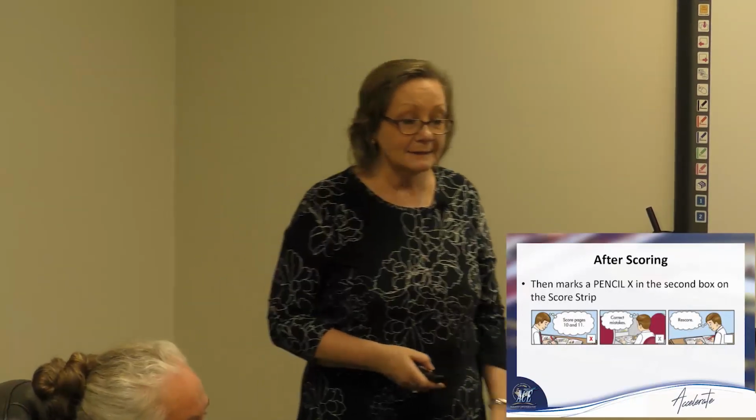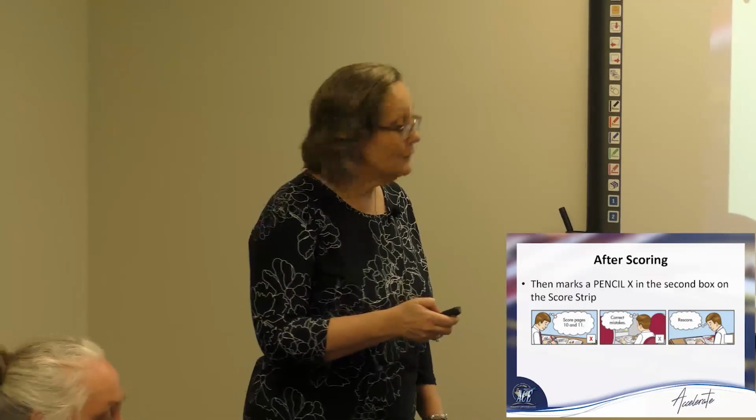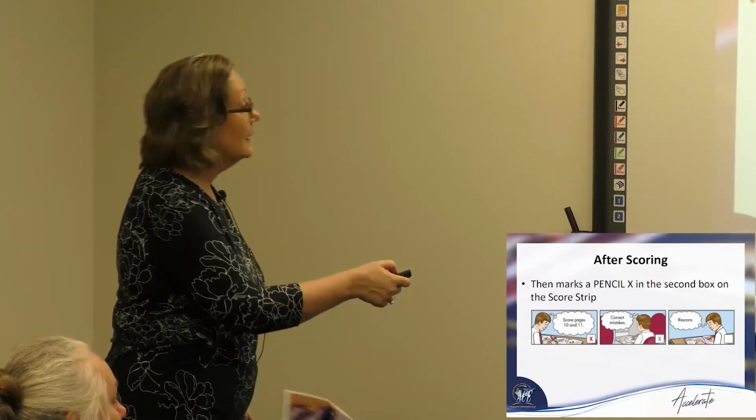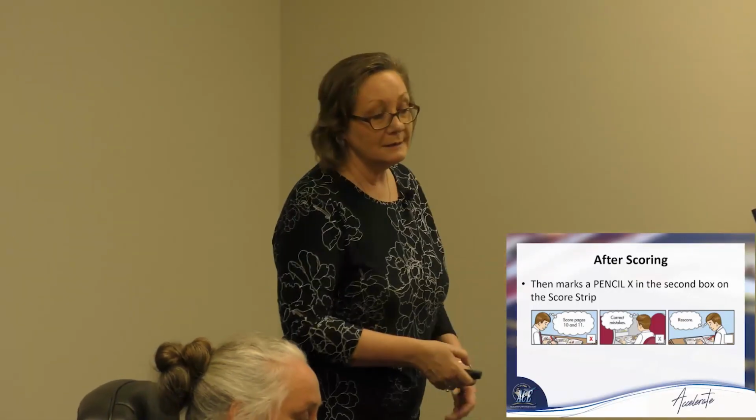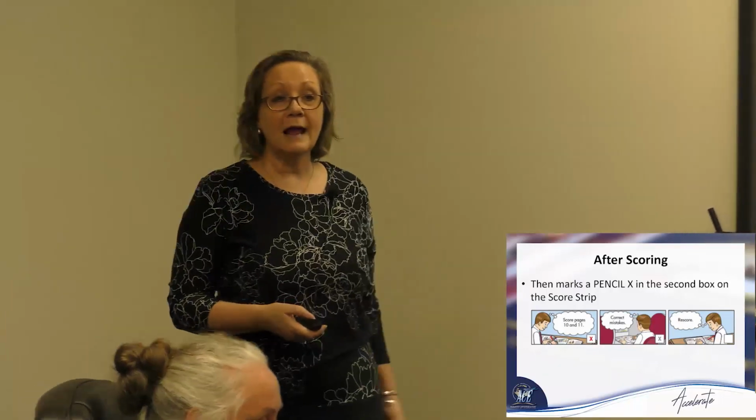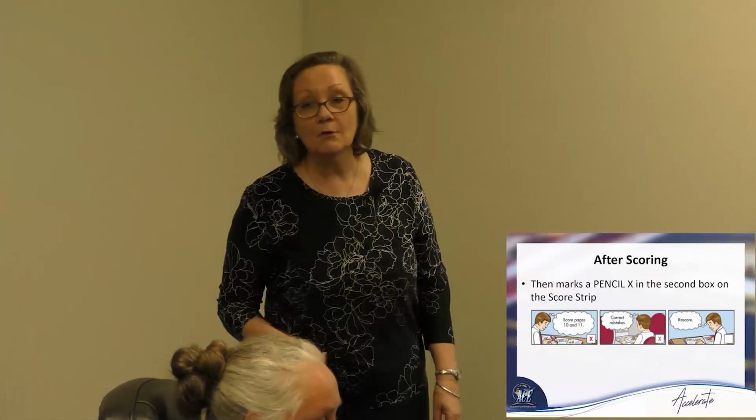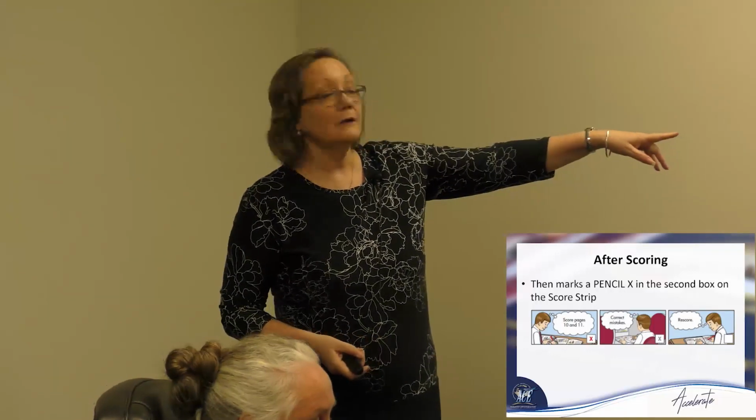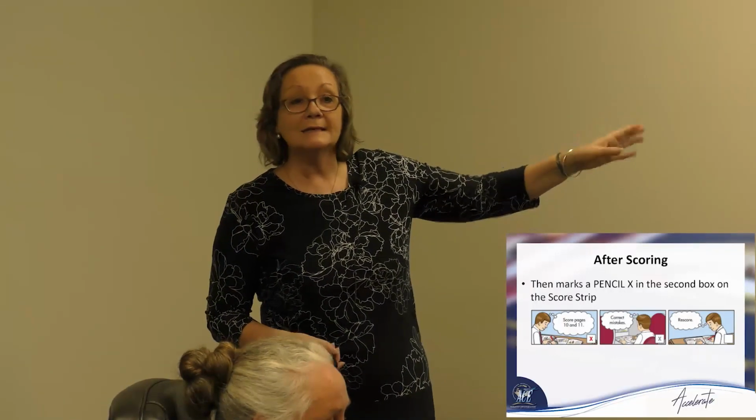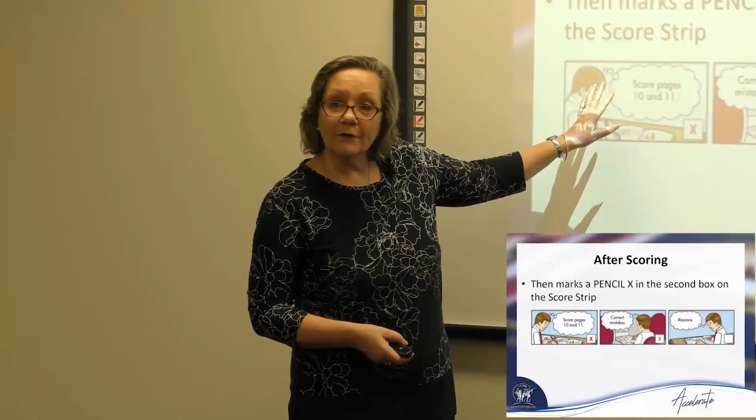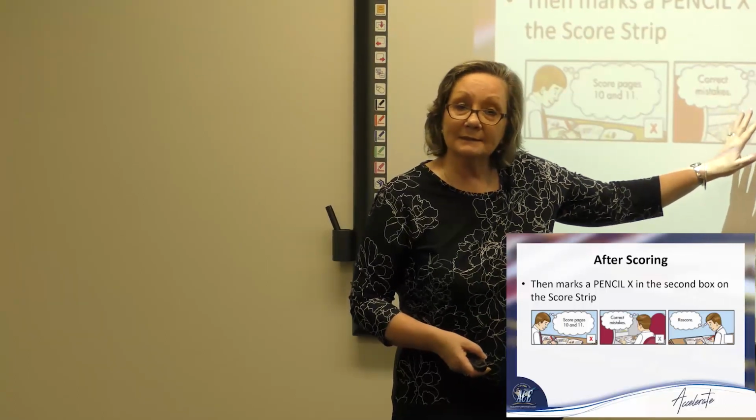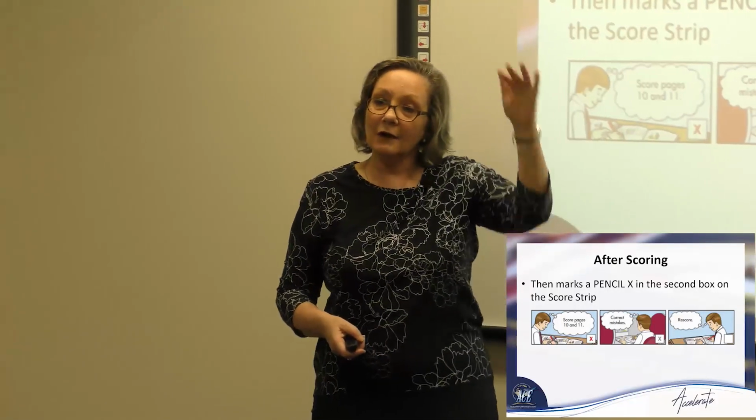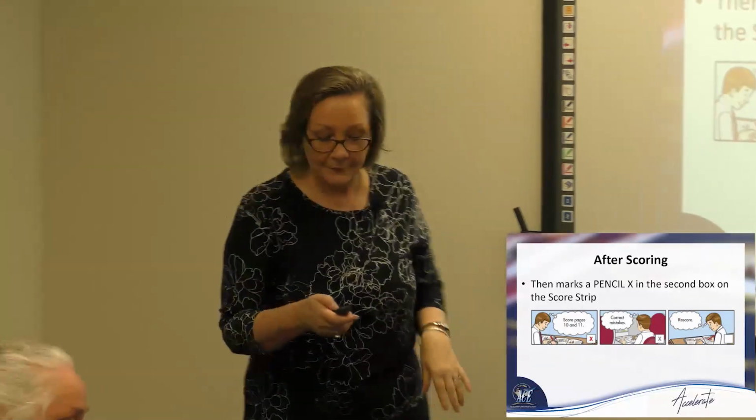They then put a pencil X in the second box on the score strip. So you'll see here, this box here has a pencil X in it. Now when the monitor is coming to see the student to find out what they want, and they say, may I rescore my work? Then they're going to be looking for that X to make sure that the student has actually corrected their work. Because this one here is saying, I've scored the work for the first time. This one here is saying, I've corrected my mistakes. So I've gone through and I've erased everything, and I've made sure now that I have the right answers there.